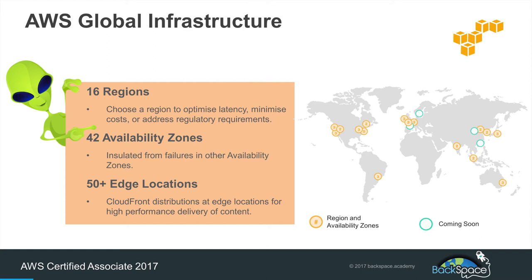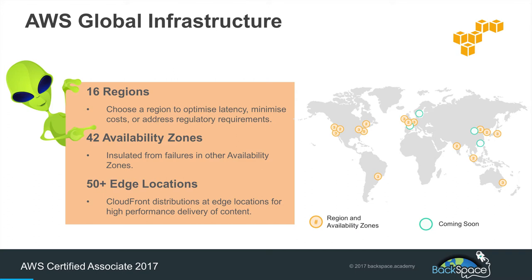All regions are divided up into availability zones. Some have more availability zones than others. For example, the US East regions have 3. And when we look at Mumbai, for example, that only has 2 availability zones. It's a smaller region and a newer region.